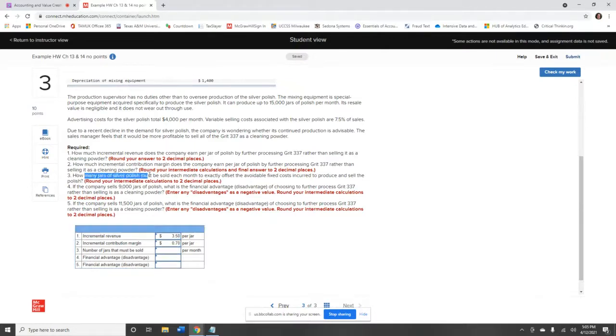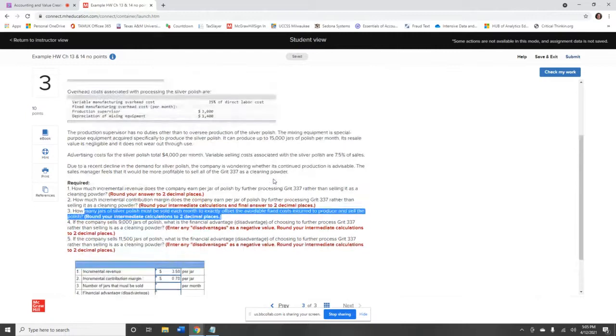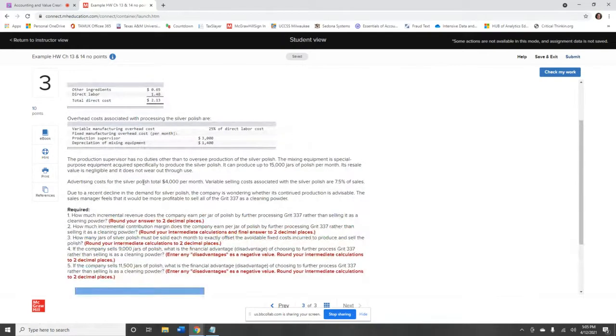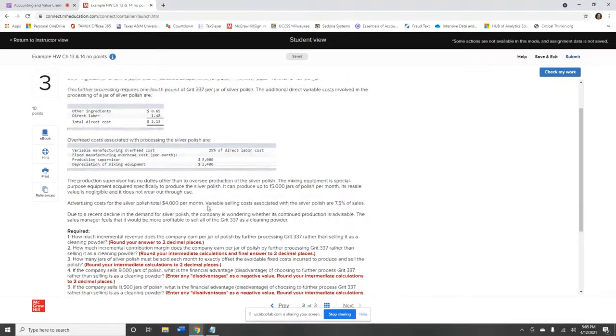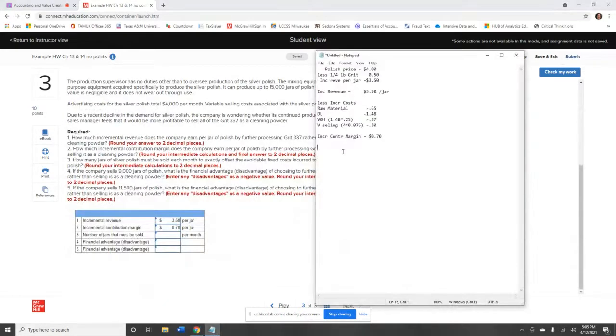So the next question is, how many jars must be sold to exactly offset the avoidable fixed costs to produce? Okay, so the avoidable fixed costs. We don't have to advertise anymore. This poor supervisor is going to have to go. Maybe they can get sent over to the grit line. I hope they don't get fired. But remember, this stuff is sunk, so that doesn't matter anymore. So it looks like 4,000 and 3,000 to me.